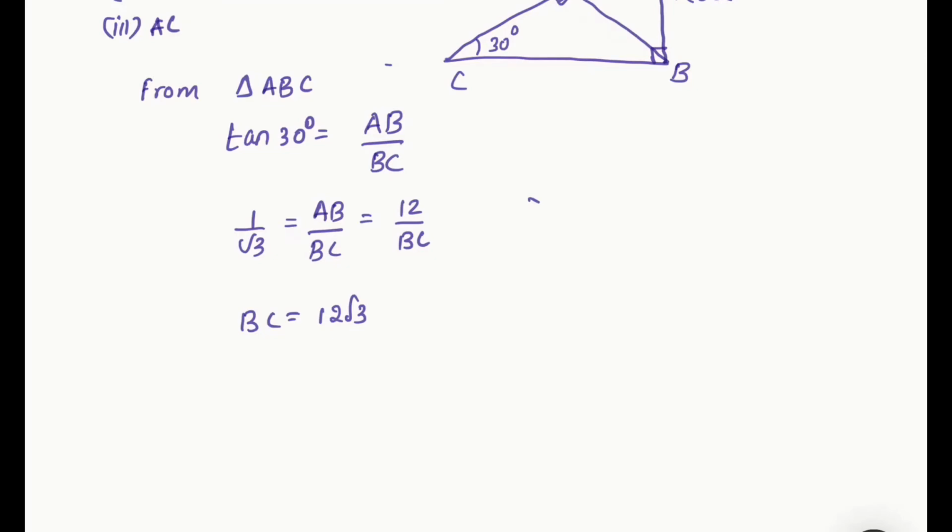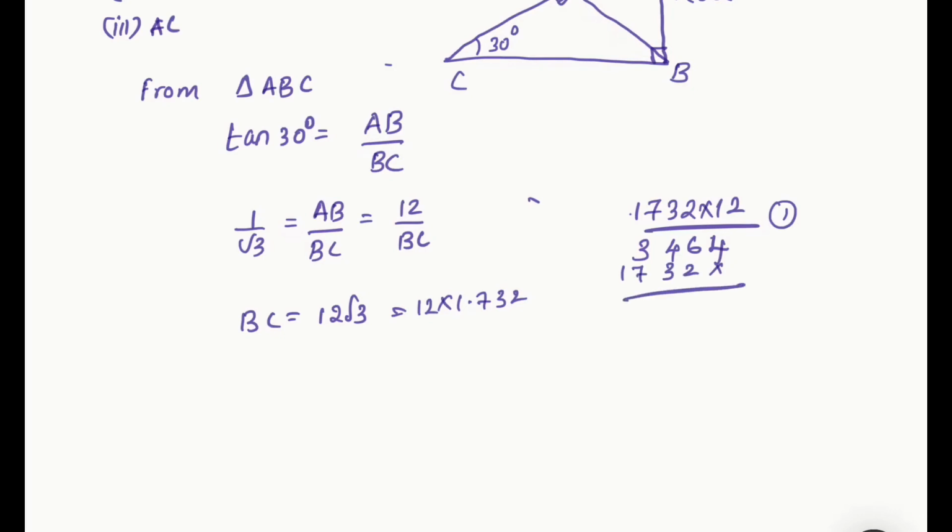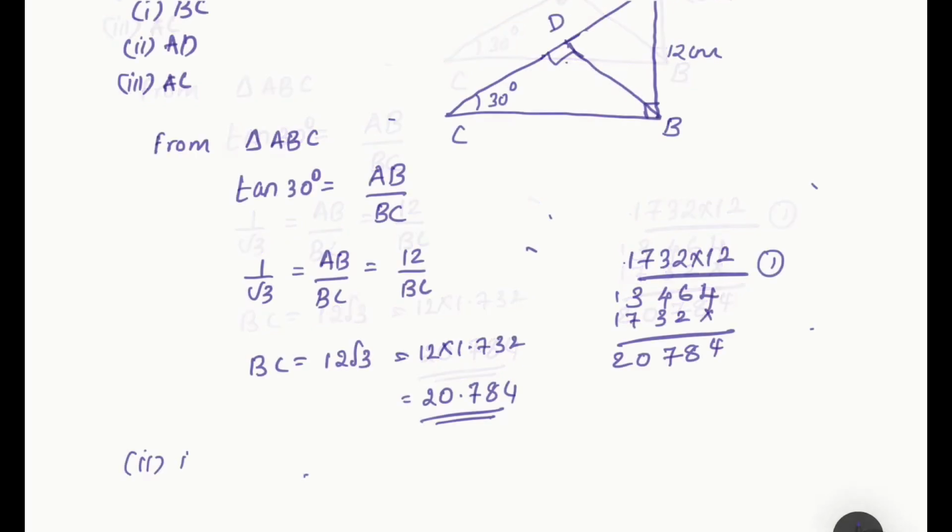Okay, 12 into root 3 we are getting. So what is 12 into root 3? You can find it out. 12 into 1.732. 2 2s are 4, 2 3s are 6, 2 7s are 14, 1 balance, 2 1s are 2 plus 1, 3 into 1732. 4, 8, 7, 0, 1. So you'll get it as 20.784. Okay, this will be first. That is, AD you need to find out.